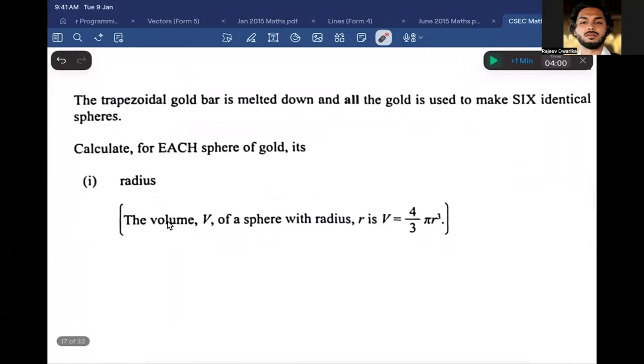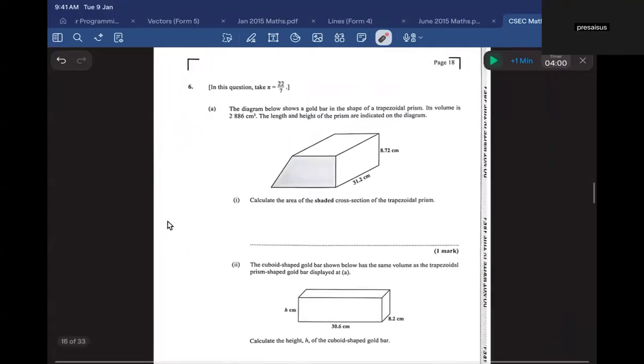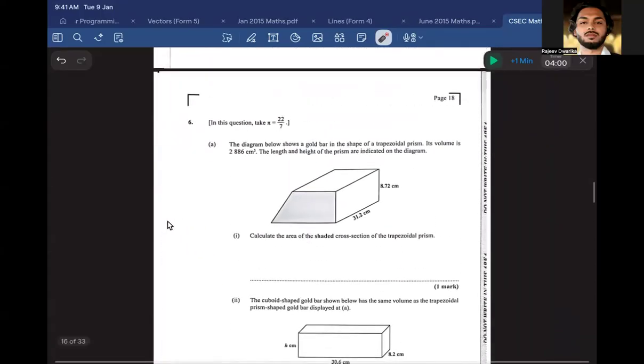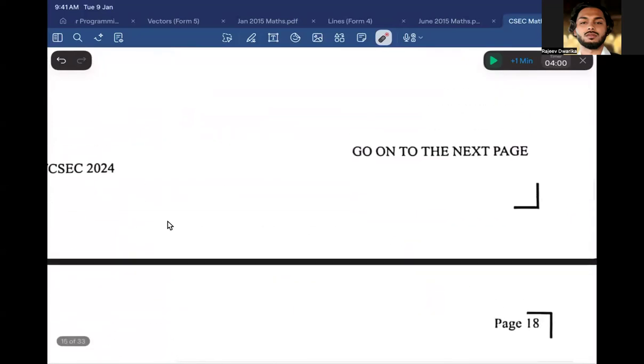Because look, in this question they're asking you to find your radius, so you have to find R. Letters act as placeholders. If you don't know something, you can assign a letter to it and solve for the letter.